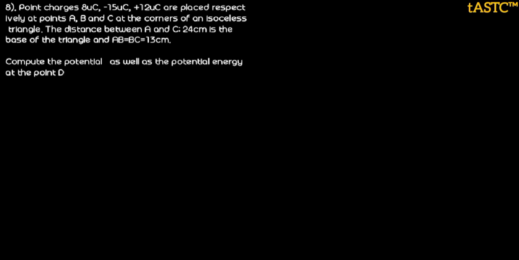Number 8. Point charges 8 microcoulomb, minus 15 microcoulomb and plus 12 microcoulomb are placed respectively at points A, B, and C at the corners of an isosceles triangle. And the distance between A and C, 24 cm, is the base of the triangle. And AB is equal to BC, which is equal to 13 cm. Now there is actually a conventional diagram which was already given. I should have given that, but actually forgot that, so I'm just going to draw it here now.